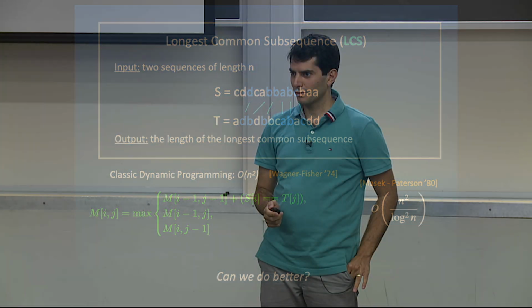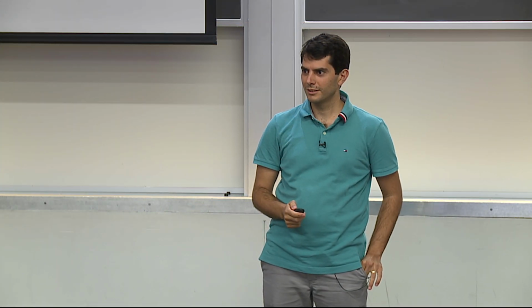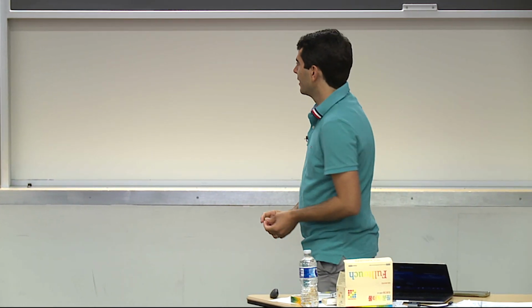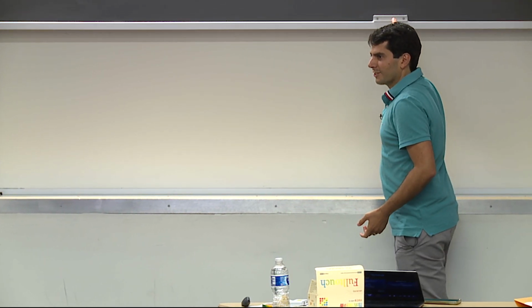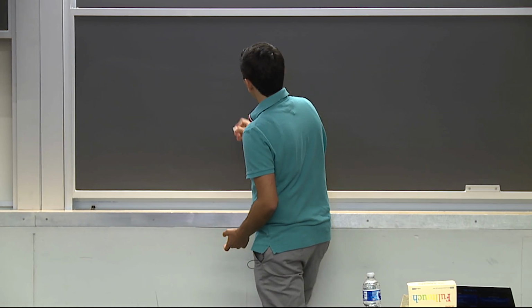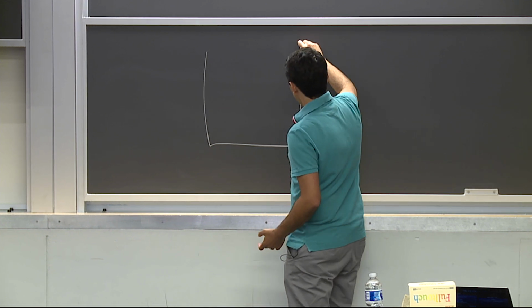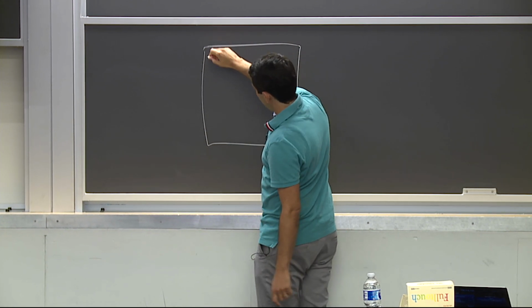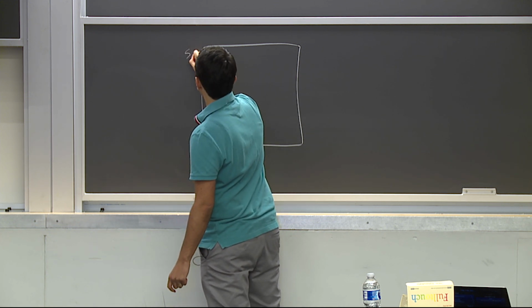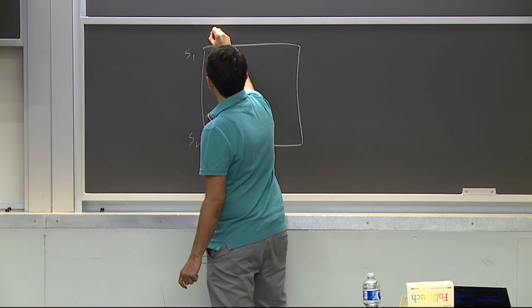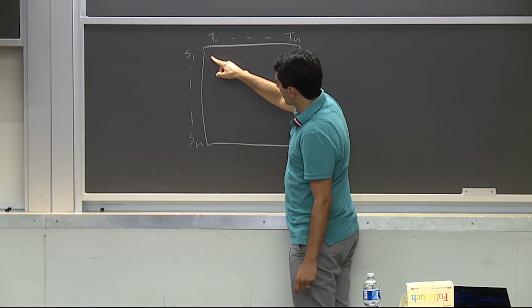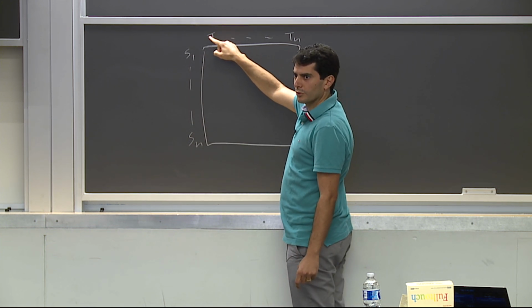How many of you have seen the 4 Russians before? Or know what it is? No? So let me spend 2 minutes on it just so that next time you hear it, you will have heard of it. It's like, you have the dynamic programming table, right? For LCS, right? So you put the first string here. Then you start checking, are they equal or not?